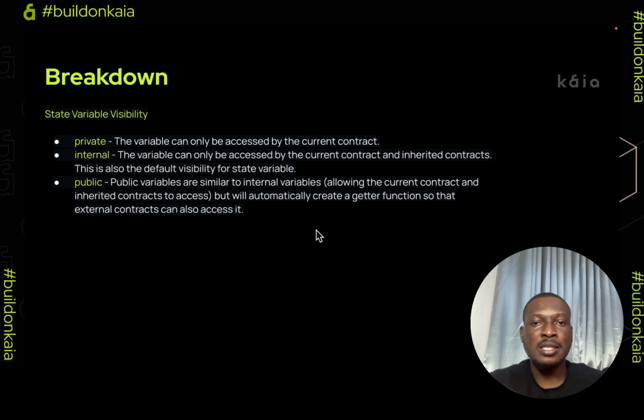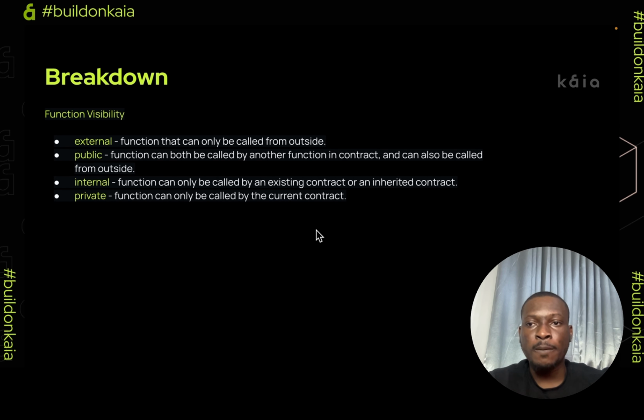But the difference is that once a variable is declared to be public, it automatically creates a getter function so that external contracts can also access it. I hope that makes sense. Let's also move forward to function visibility. So when you declare a function in Solidity, it can have the following visibility.